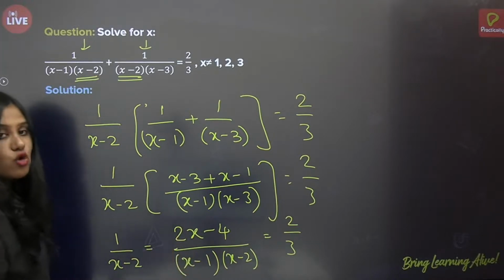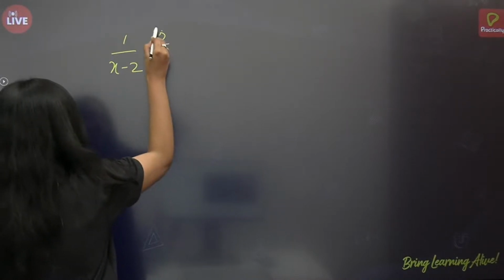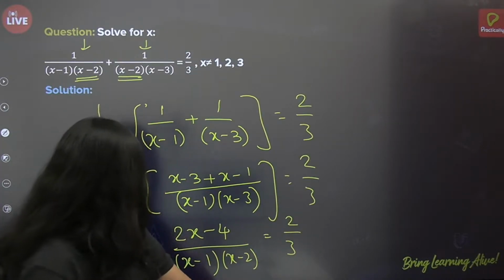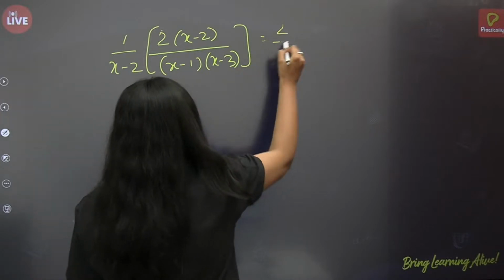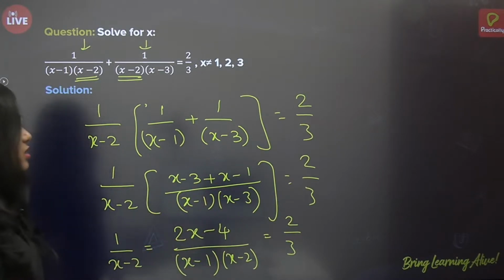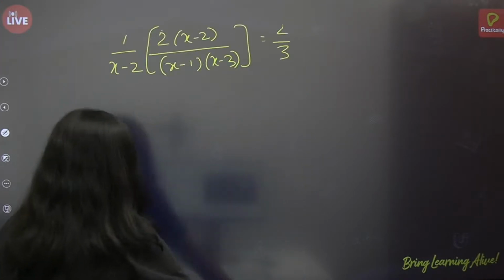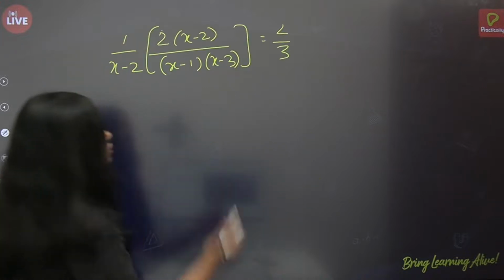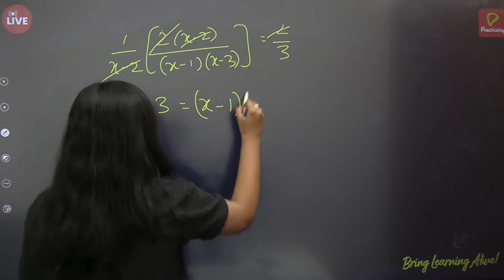Right? So can I take 2 common here? Of course. So let me just rewrite this. 1 by x minus 2 of 2 of x minus 2 by x minus 1, x minus 3 is equal to 2 by 3. Right? So what did we do? We have just added x plus x, 2x minus 3 minus 1 minus 4. I have taken 2 common. If I take 2 common, what will I be left with? 2 of x minus 2, correct? And I have written the same denominator. So sorry, this is 3. Yeah, is equal to 2 by 3. x minus 2 cancels with x minus 2. So 3 equals x minus 1 into x minus 3.